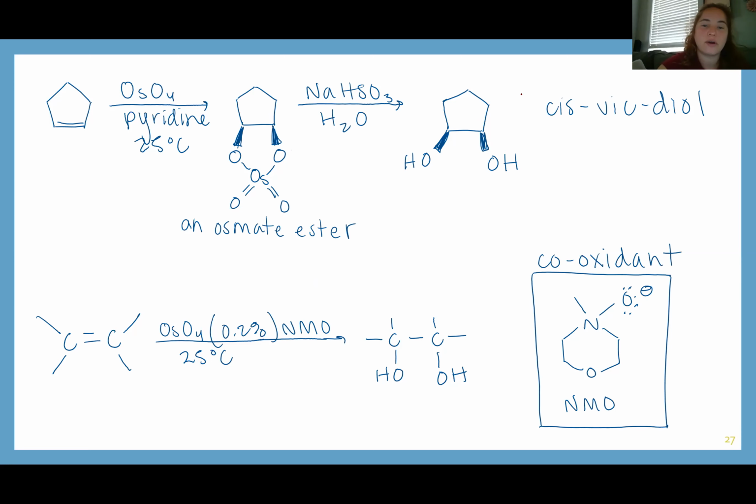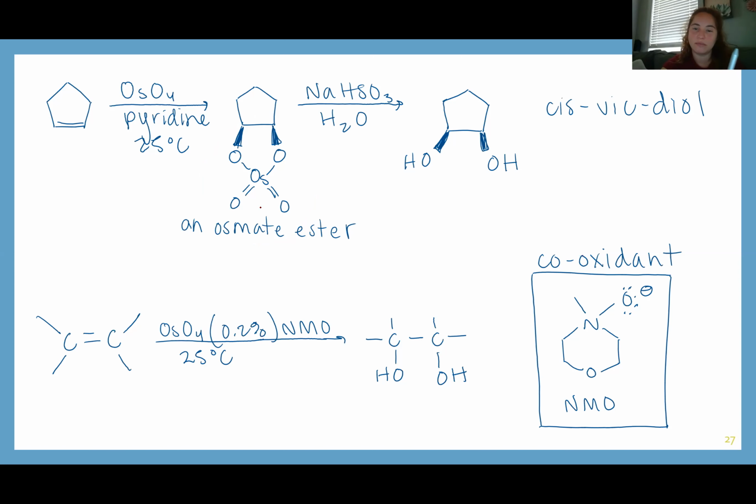So anytime you have an intermediate that is cyclic, that cyclic structure has to be cis if it's attached to a cycloalkane. This is the same for the bridging bromonium ion. There's another way to do this. I've never tested over this, but I think it's really interesting.